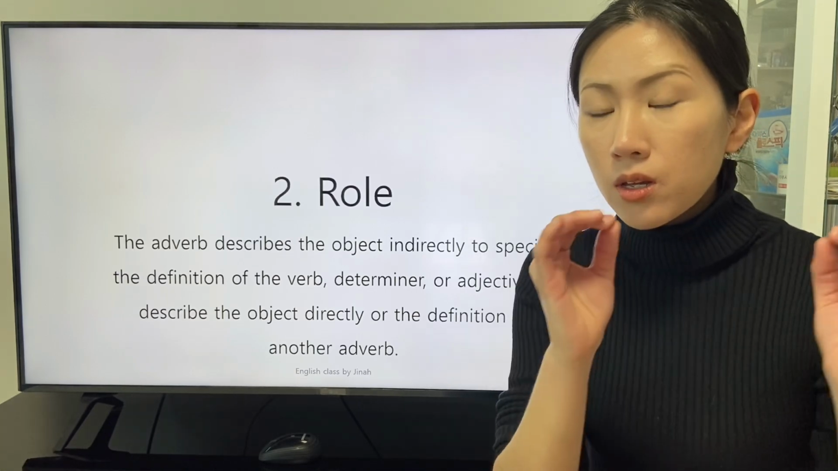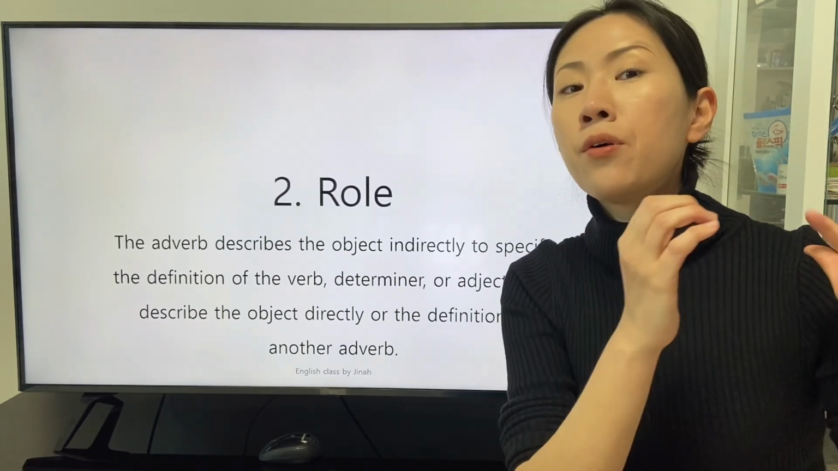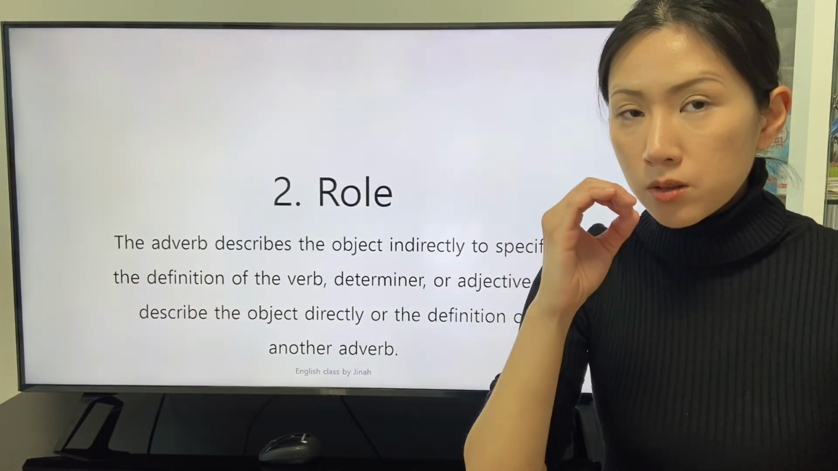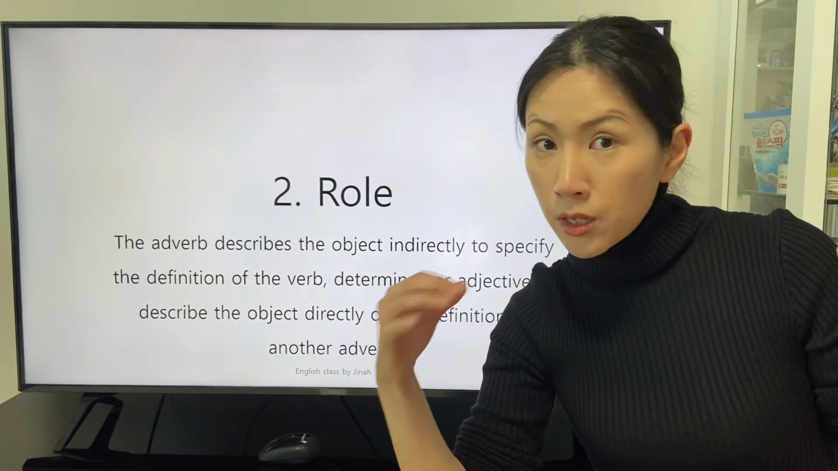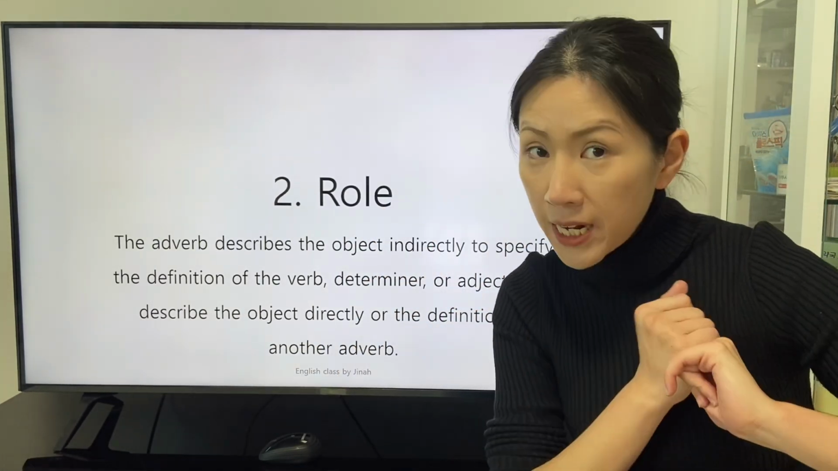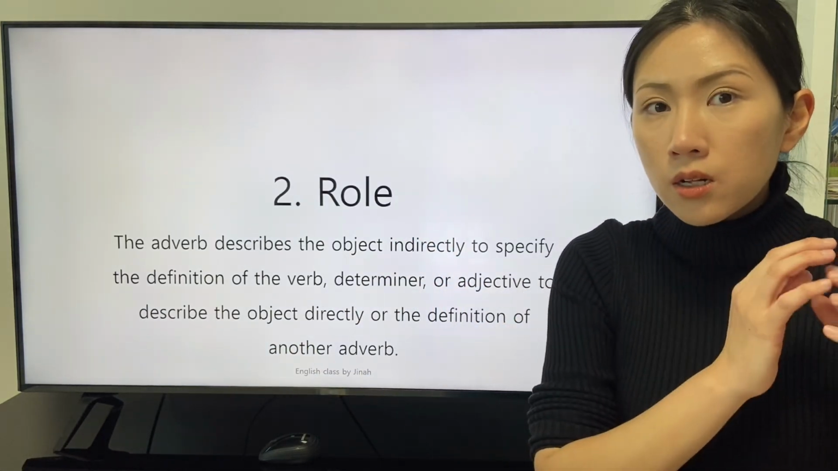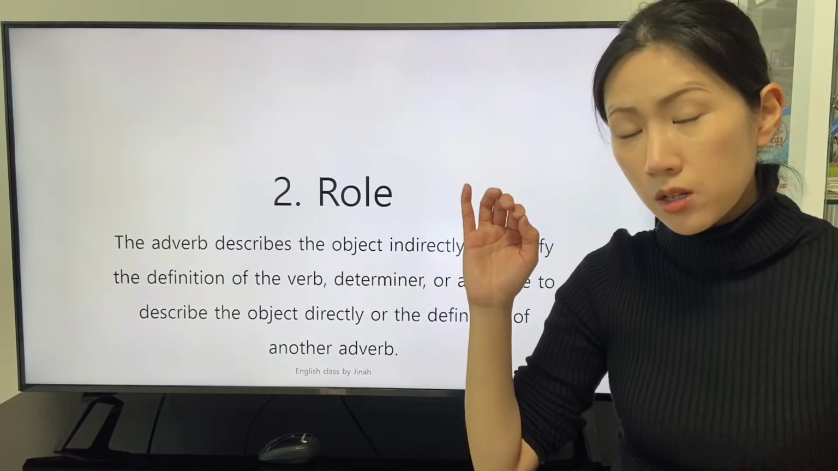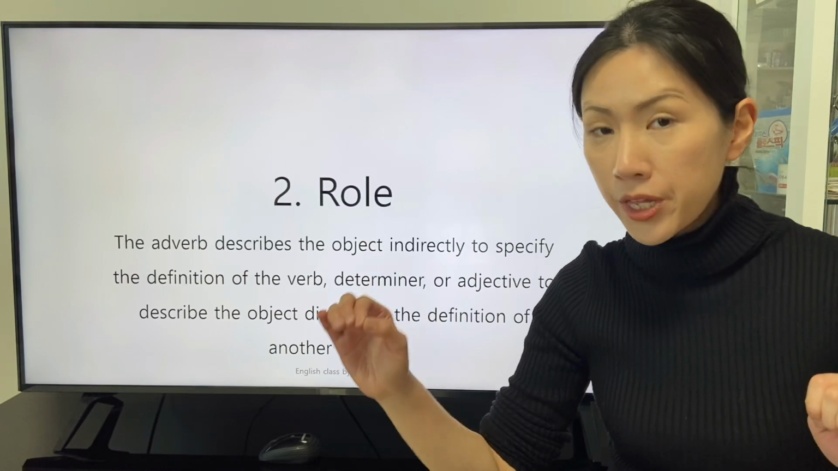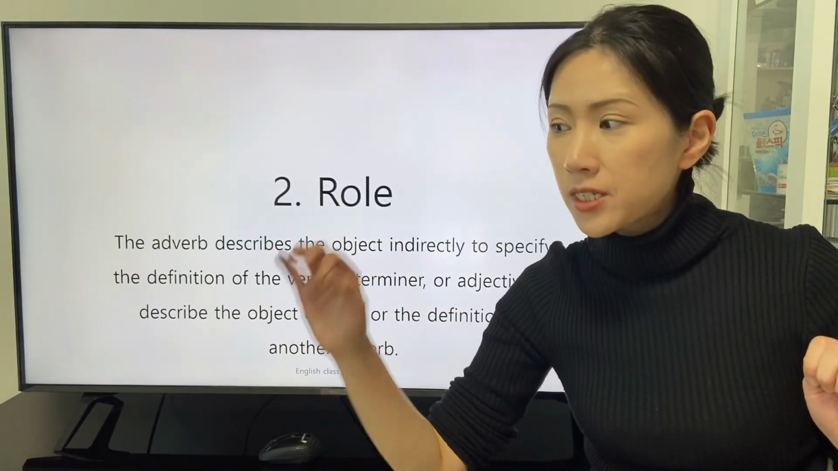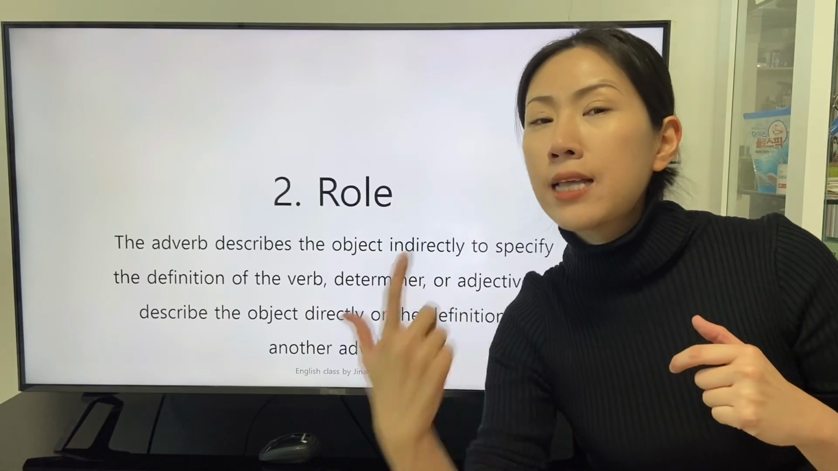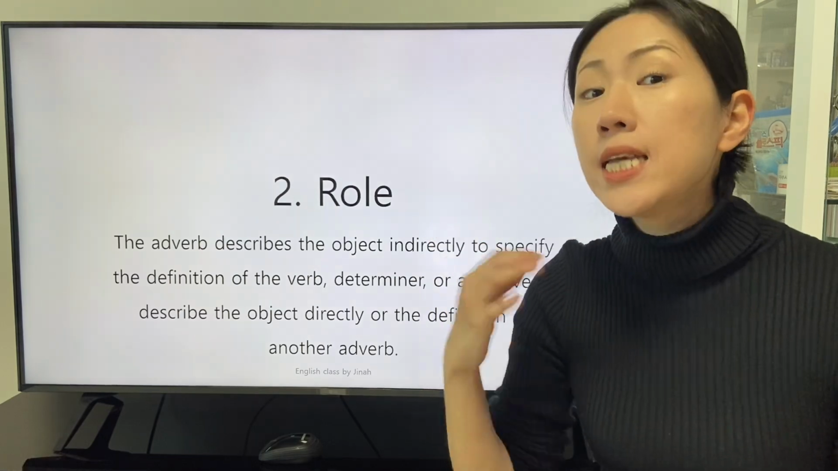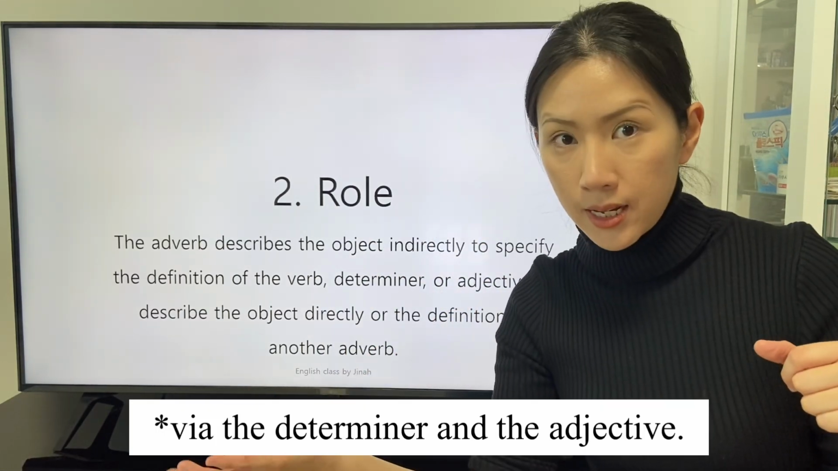In the same way, an adjective or a determiner describes an indicated one. The indicated one has a role as a subject or an object in a clause. Then, an adverb to specify the definition of the determiner or the adjective describes the indicated one indirectly. The adverb describes the indicated one indirectly.